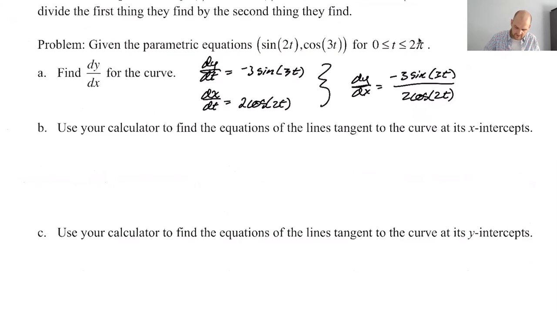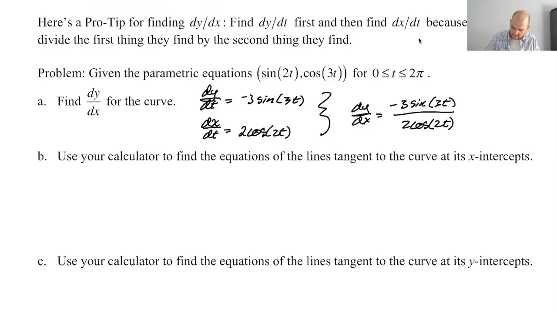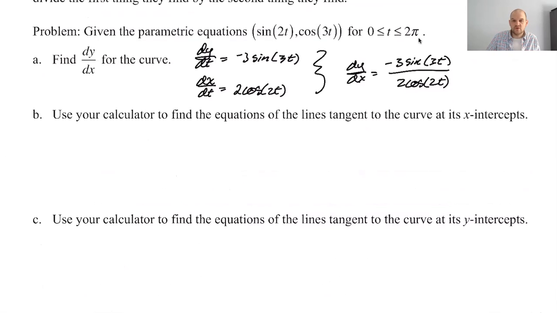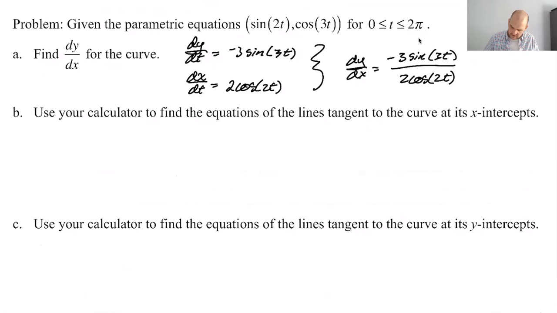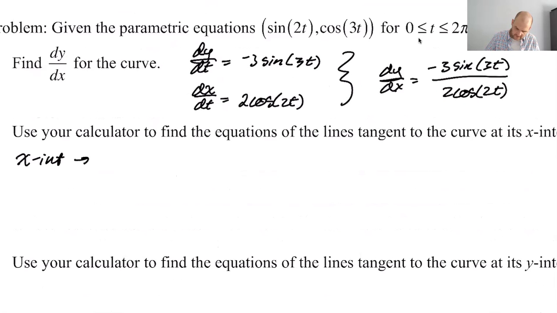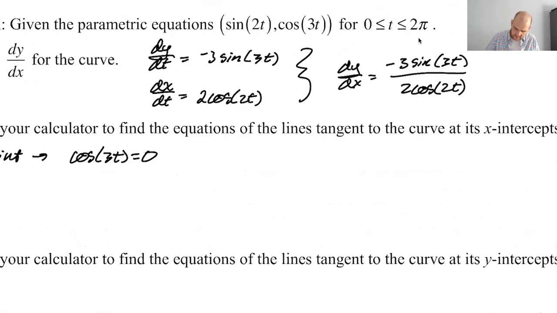Use your calculator to find the equations of the lines tangent to the curve at its x-intercepts. Then use your calculator again, then graph your curve. Cool, it's all calculator. All right, so at the x-intercepts, y has to equal 0, right? So cosine of 3t equals 0. Should I just be using my calculator for this? Probably, but that feels like cheating. So I'm going to keep going here.